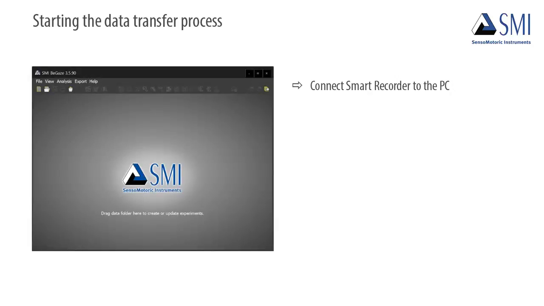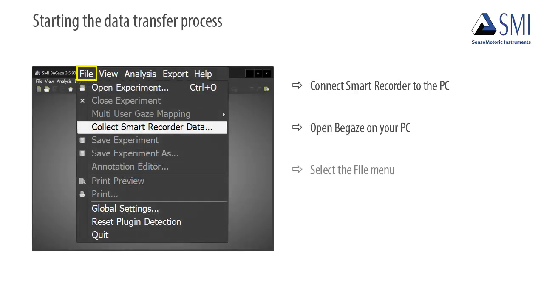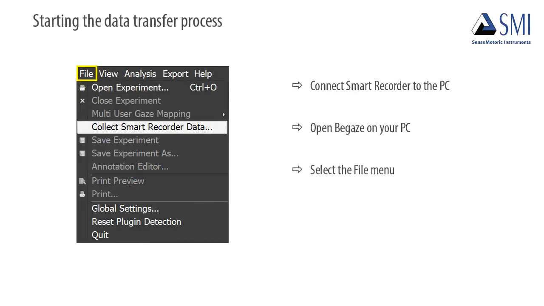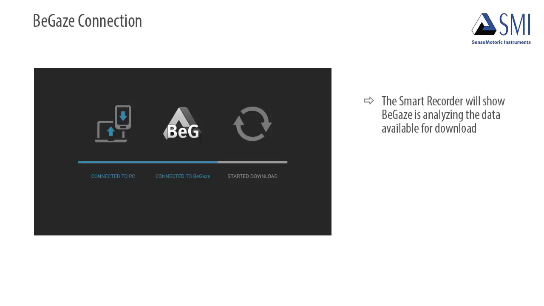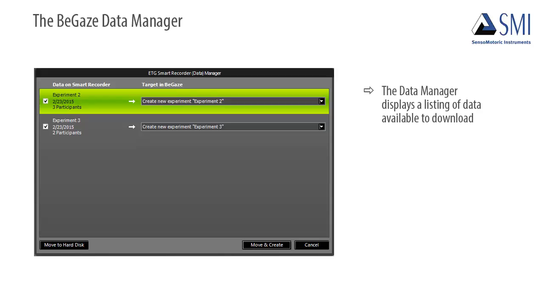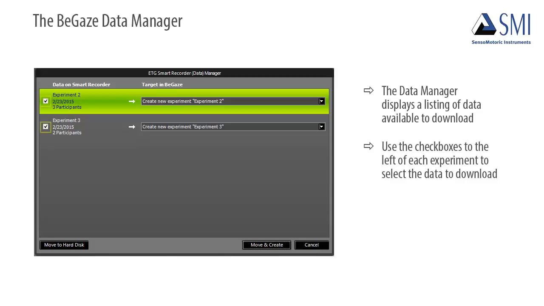To start the data transfer process, connect the SmartRecorder to the PC with BGAZE installed. Then open BGAZE on the computer and select the File menu. Then choose the Collect SmartRecorder Data option. The SmartRecorder will display where you are in the transfer process. At this stage, BGAZE is analyzing the data available for download on the SmartRecorder. The BGAZE Data Manager will now open, which allows you to choose the data available to download. Checking the checkbox in front of an experiment instructs BGAZE to download that experiment data.